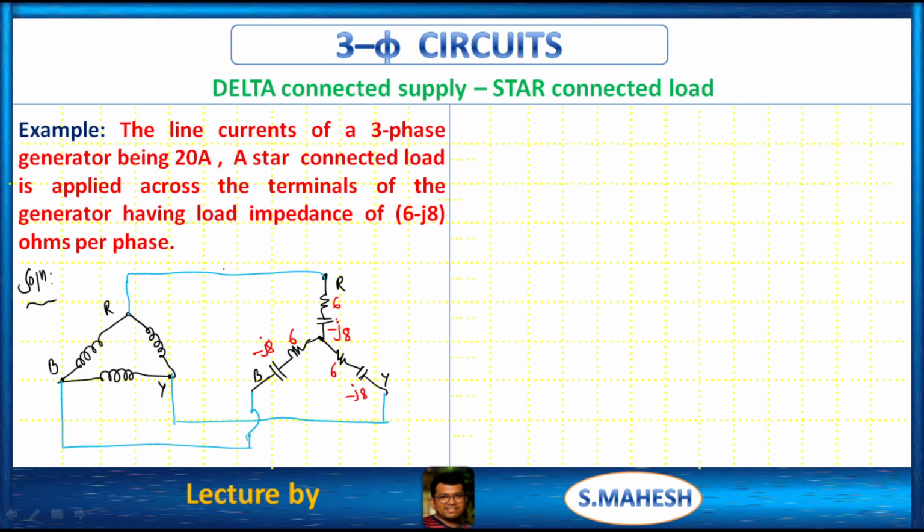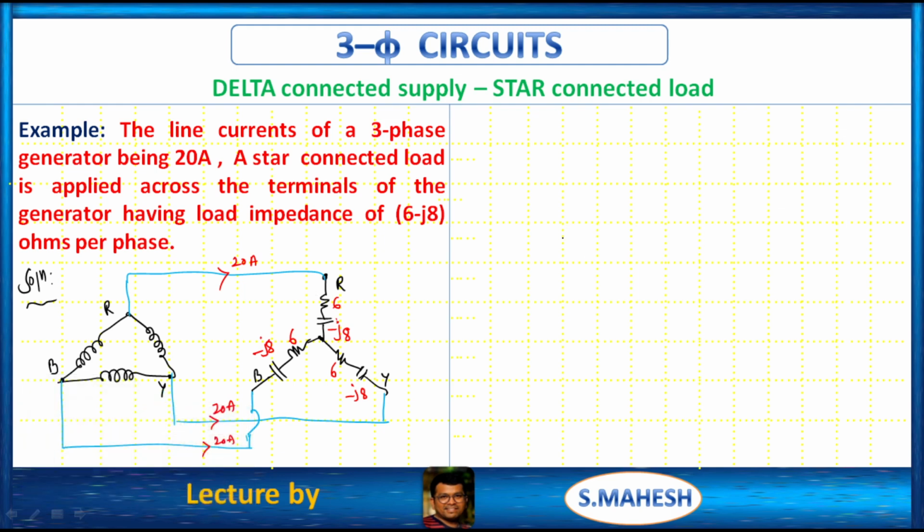Clear? And it is given that the line current of the system is 20 amperes in R phase, Y phase as well as B phase. Therefore the system is a balanced system. So this is the given data.